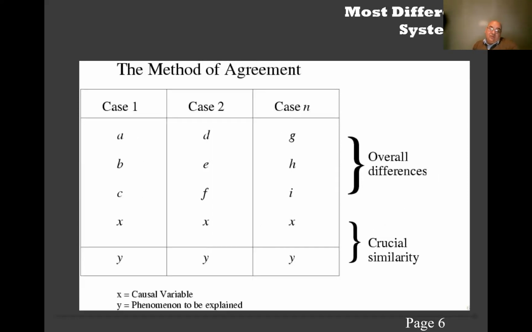Okay, let's go to the other method, which is called the method of agreement. It is also called most different systems. You have too many cases. They are in very different contexts. But whenever you see X, you also see Y, independent of other characteristics.